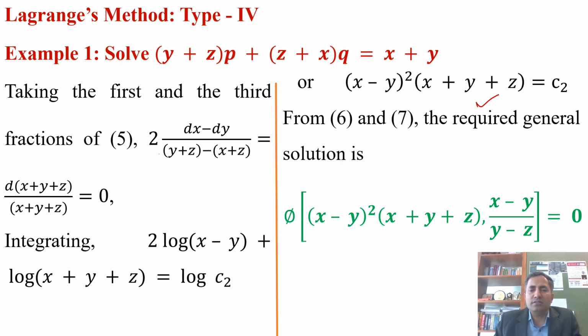So by having the second solution, we can say that phi of x minus y square x plus y plus z, x minus y upon y minus z is equals to 0, which is the required general solution of the given question. So I hope you understand how to use type 4 Lagrange's method. Now we come to the next question.